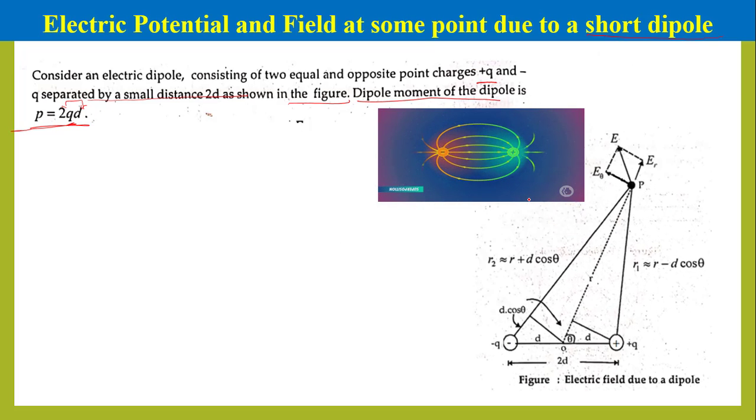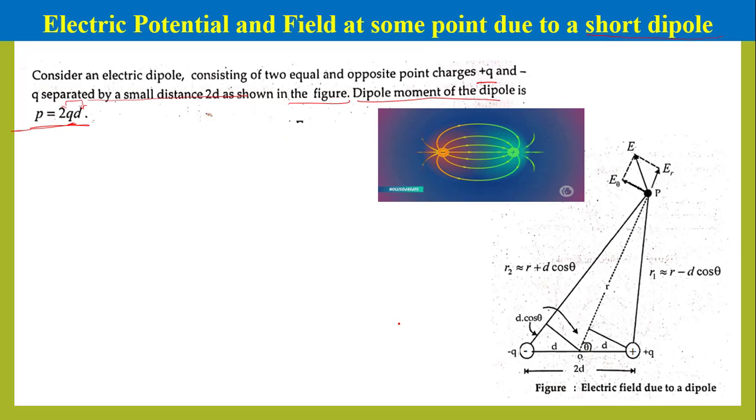Let us draw that diagram. So this is the minus q charge. This is plus q charge, which are of equal magnitude. They are separated by a small distance. Here this is the center of this dipole. We will determine the electric potential or field at this point P, which is at a distance r from this center. The distance of that point P, where we want to find the electric potential or field, is r from the center of this dipole.